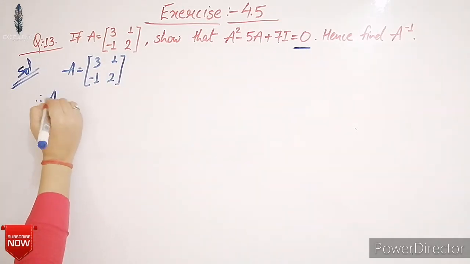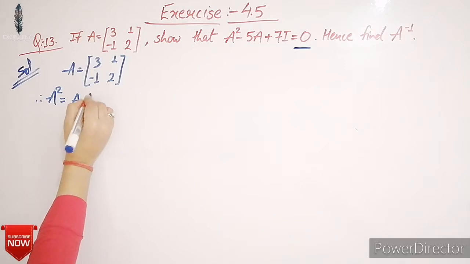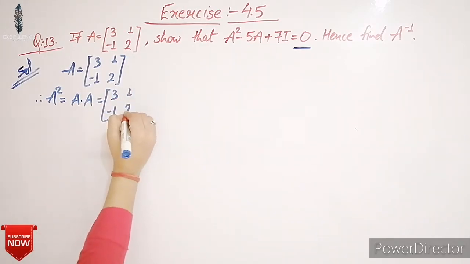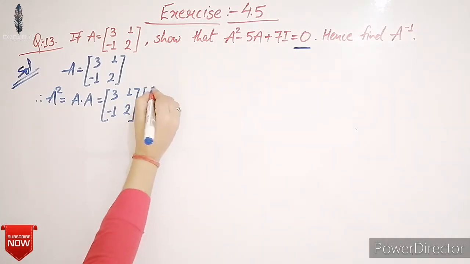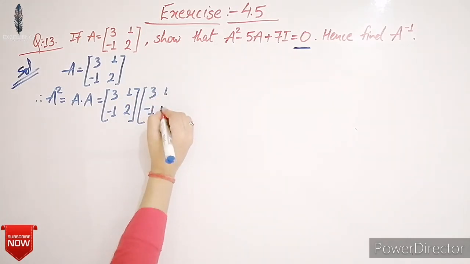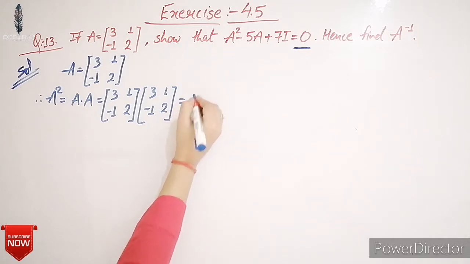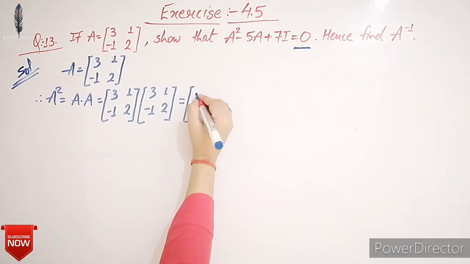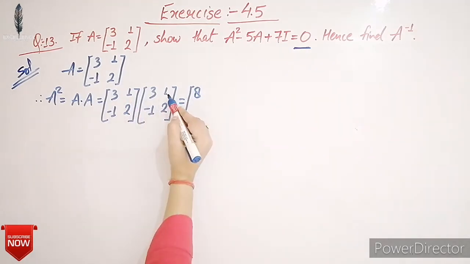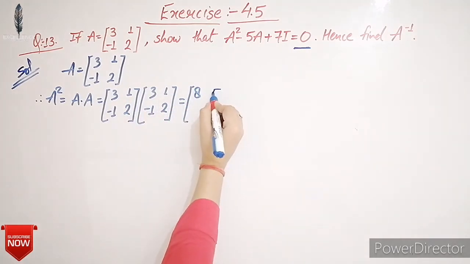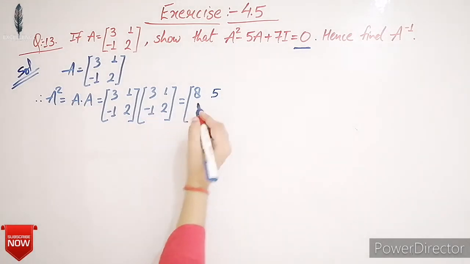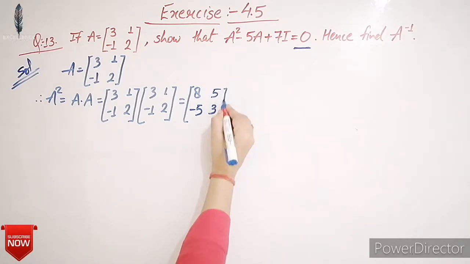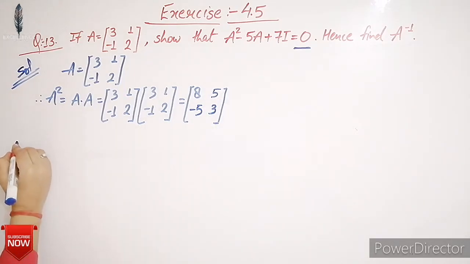So, A² equals A into A. Put the value of A, that is [3, -1; 1, 2] into [3, -1; 1, 2]. On multiplying, first row by first column, it is 8. First row by second column, we have -5. Second row by first column, here 5, and second row by second column we have 3. It is the value of A².